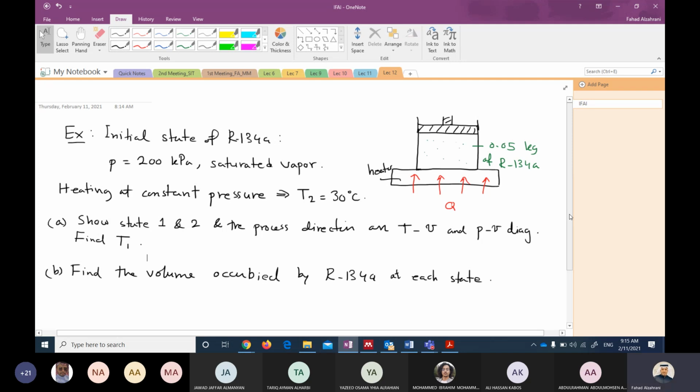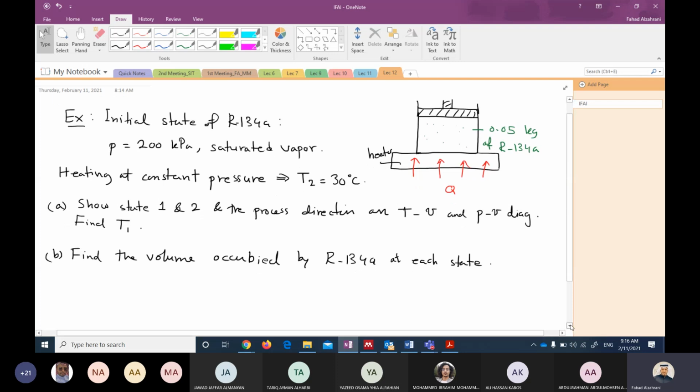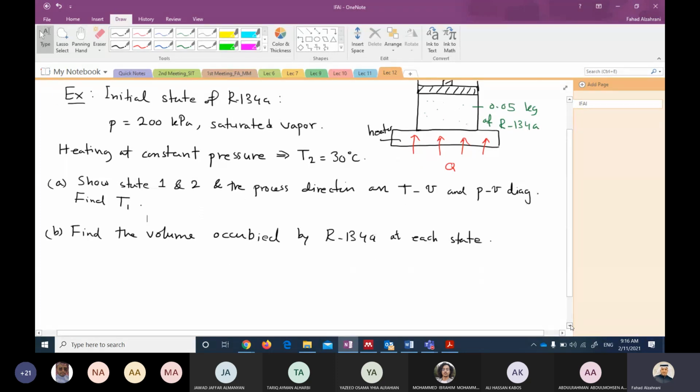You have two independent properties. Based on them, you can try to find what the new state is. So the initial state, I already told you, is saturated vapor. State 1 is clear. For state 2, we started heating the refrigerant at constant pressure until the final temperature is 30 degrees Celsius. If we summarize the states, this is very important: when you try to solve problems you need to be organized and clear.